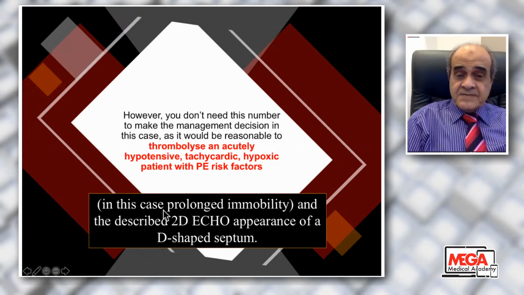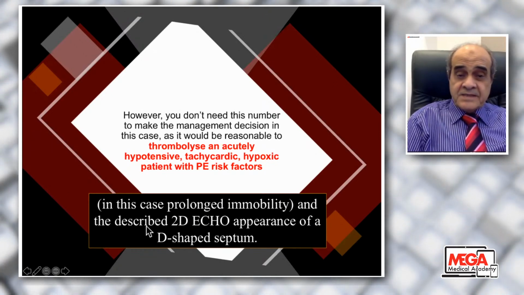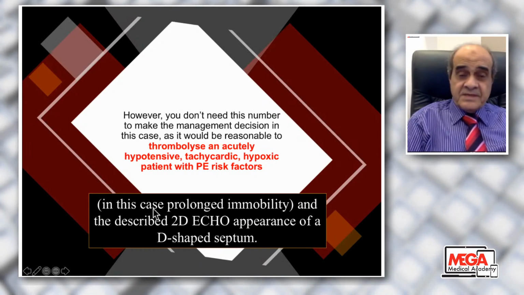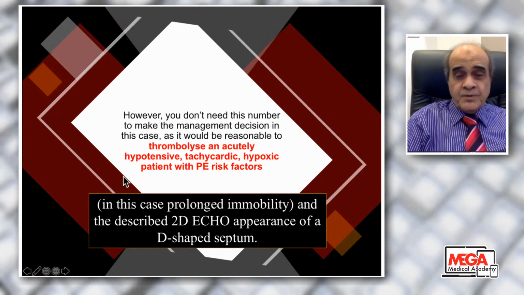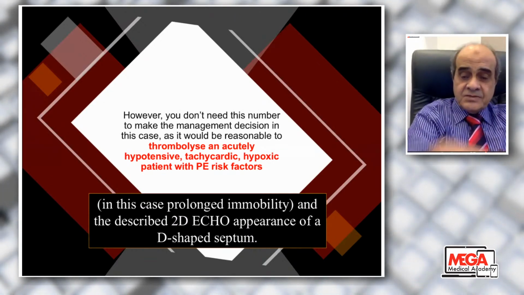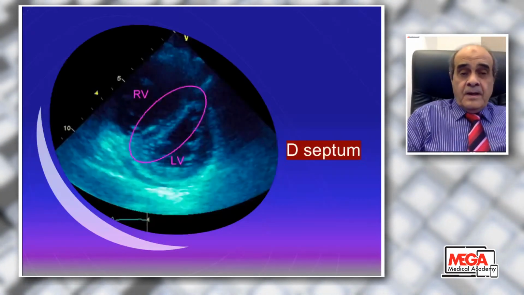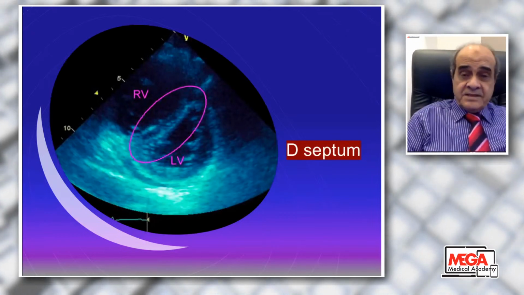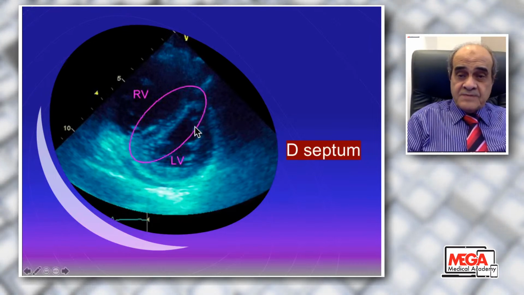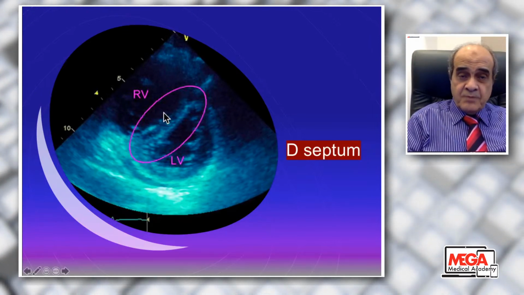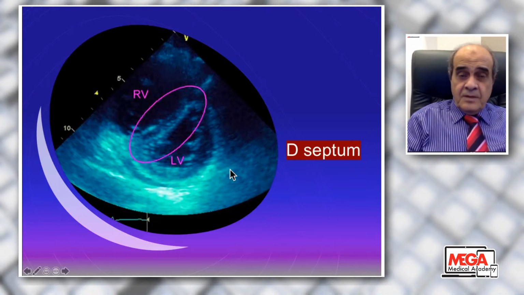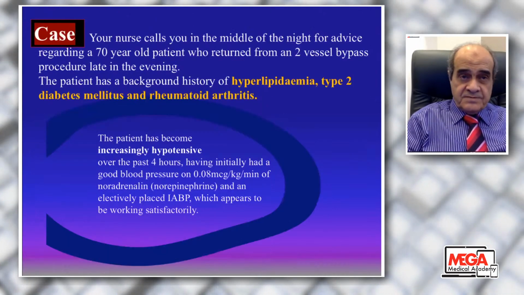In this case, prolonged immobility and the 2D echo appearance of a D-shaped septum is characteristic. If you want to be more sure, we can proceed to CT angio. This is the characteristic shape of pulmonary embolism. The septum is pushed here towards the left ventricle, and so this is a case of massive pulmonary embolism.